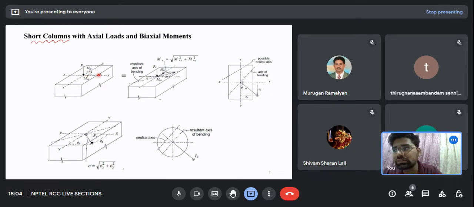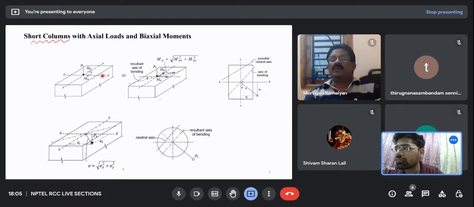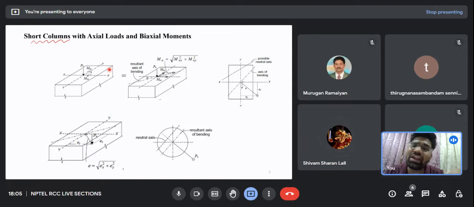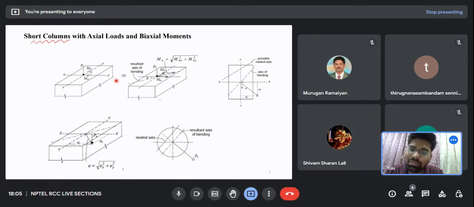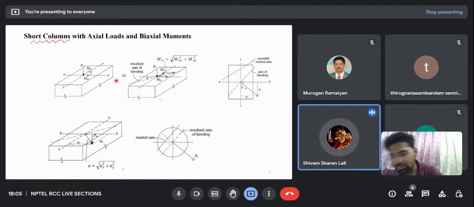Please answer me. Which one is the major axis? XX. XX is the major axis. And why do you answer XX? Is there any reason for XX to be the major axis? Buckling will happen around it. No, YY is the major, I think. Buckling will happen around the YY axis.